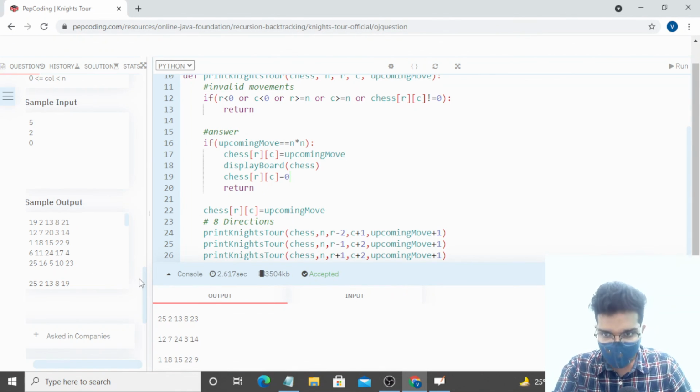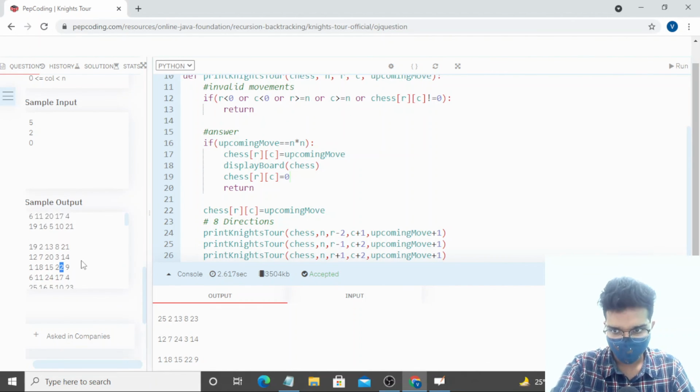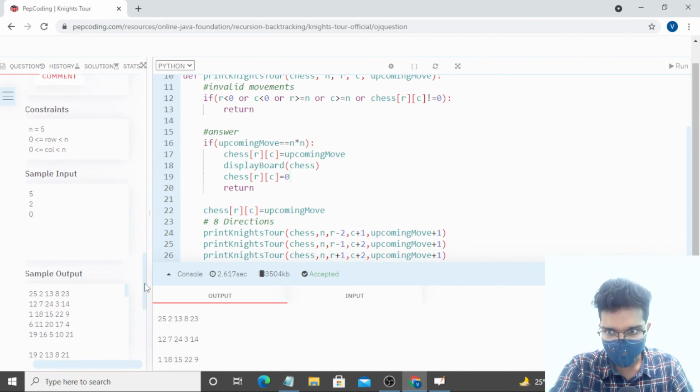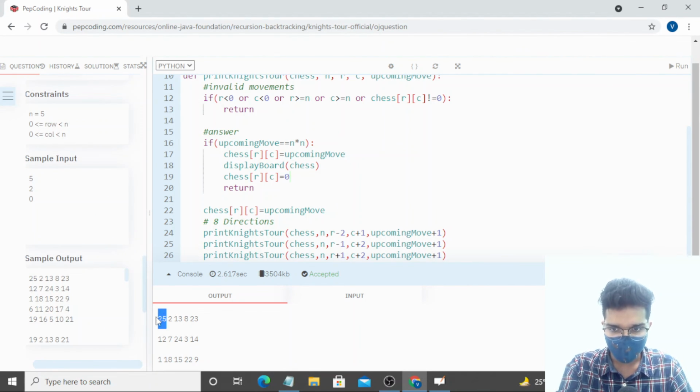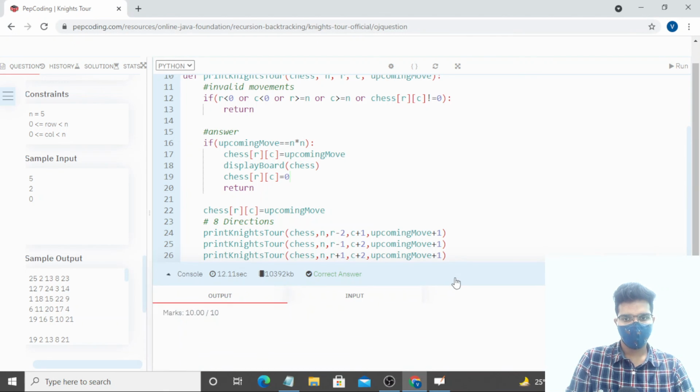Perfect. As you can notice, this time, instead of 0, it printed the output correctly. Now let's submit it and see if this works or not. Perfect, 10 out of 10.